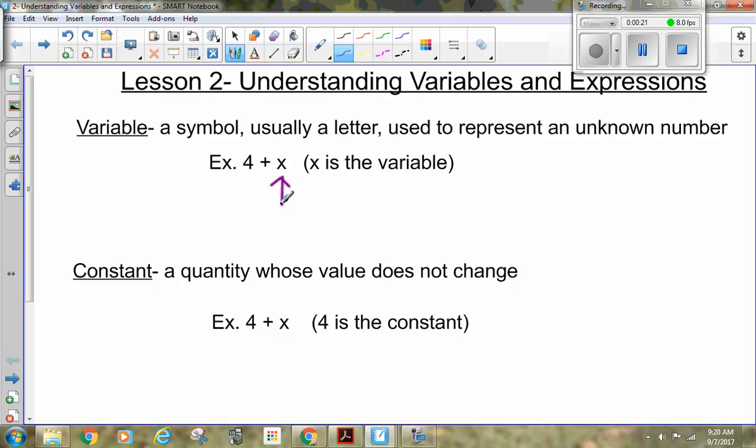Okay. Then we have constant, and it's a quantity, so a number, an amount of value, whose value does not change. So if we look in the example again, 4 plus x, 4 isn't going to change. X can be whatever it wants and change, but 4 does not. So that makes 4 the constant.